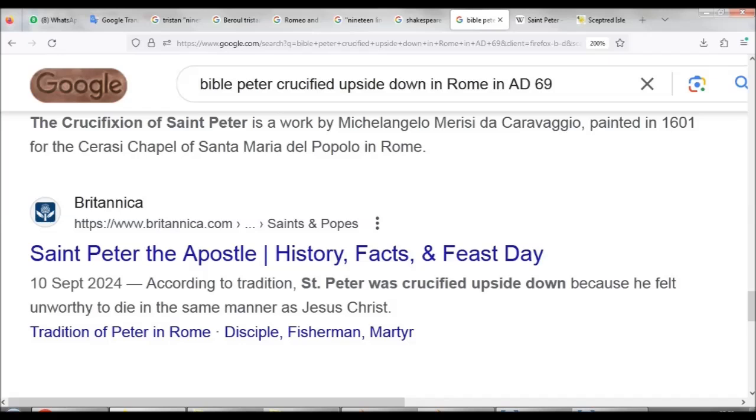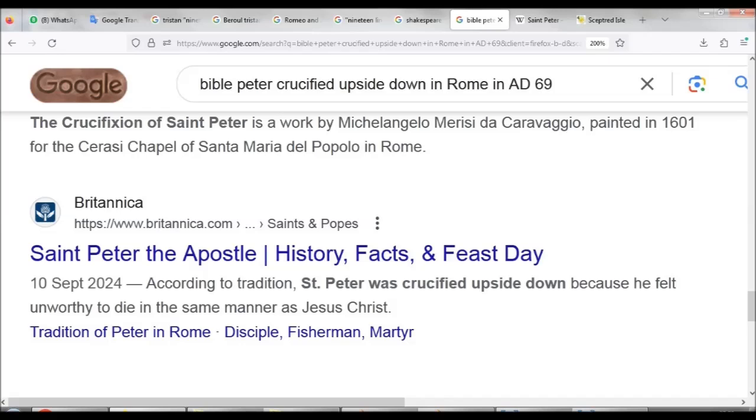So now, when the numbers 6 and 9 are upside down, when people study this history, the official historians will say, why was he crucified upside down? Let's see. According to tradition, St. Peter was crucified upside down because he felt unworthy to die in the same manner as Jesus Christ. I believe it. Don't you believe it?